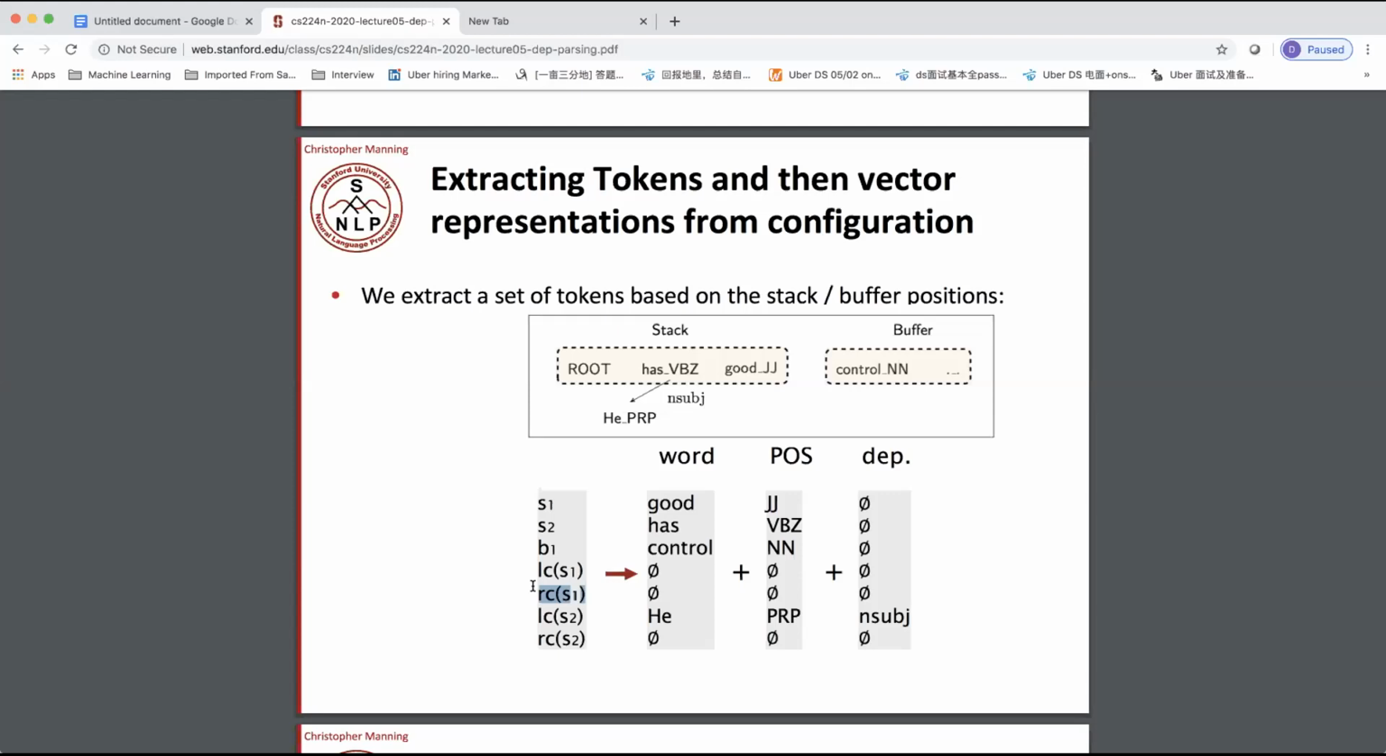Yeah, but it should be like a left arc from control, right? I think Jing just mentioned that. Good is a child of control. Yeah. But is control something of good? Which one is the head? Which one is not the head? Control is the head. Yes, control is the head, good is not the head.